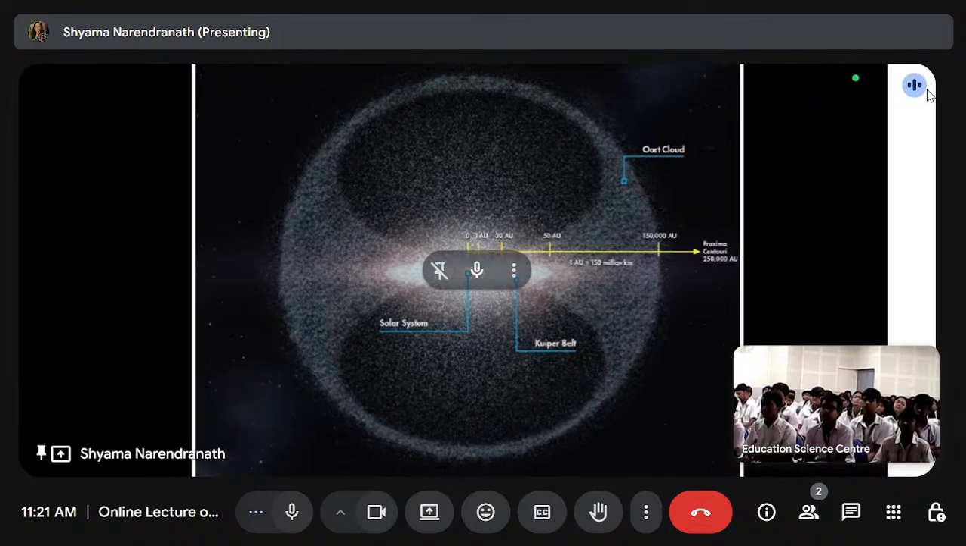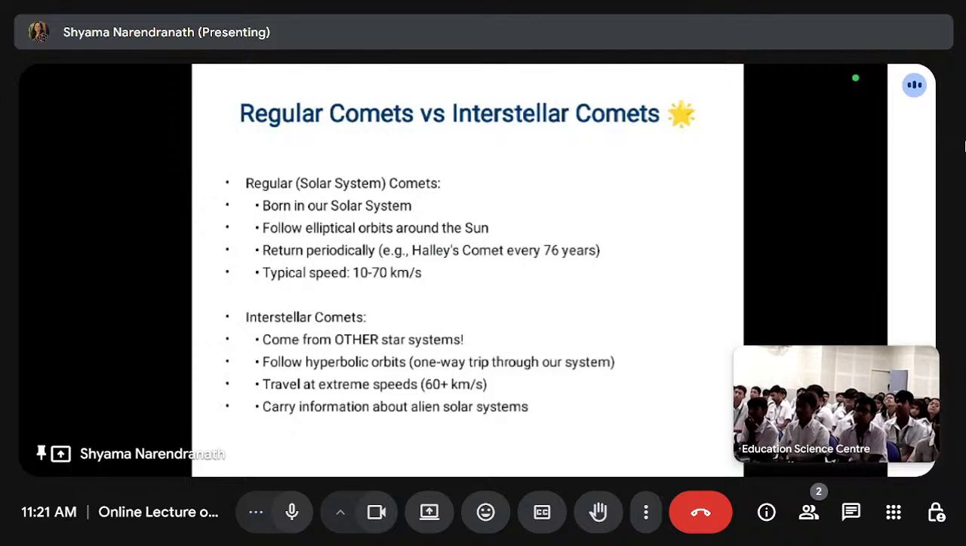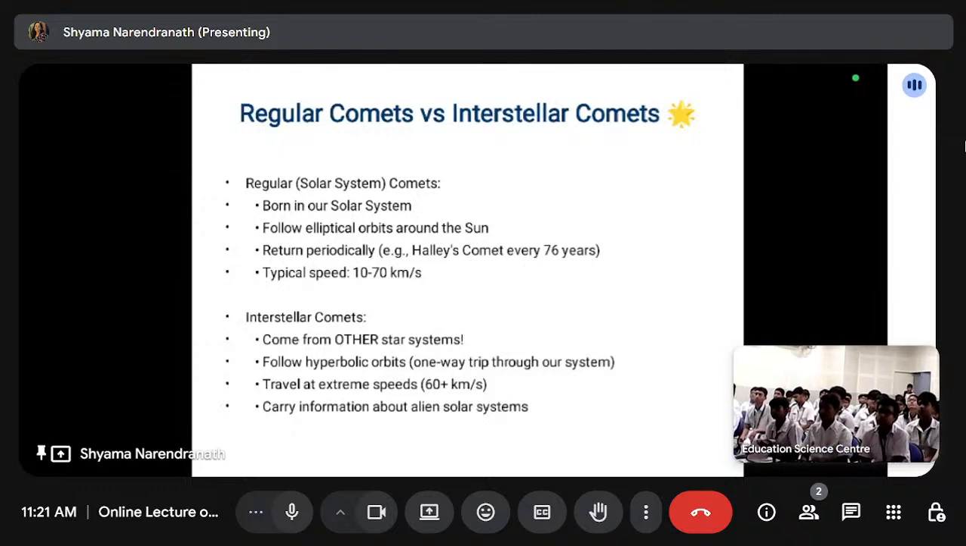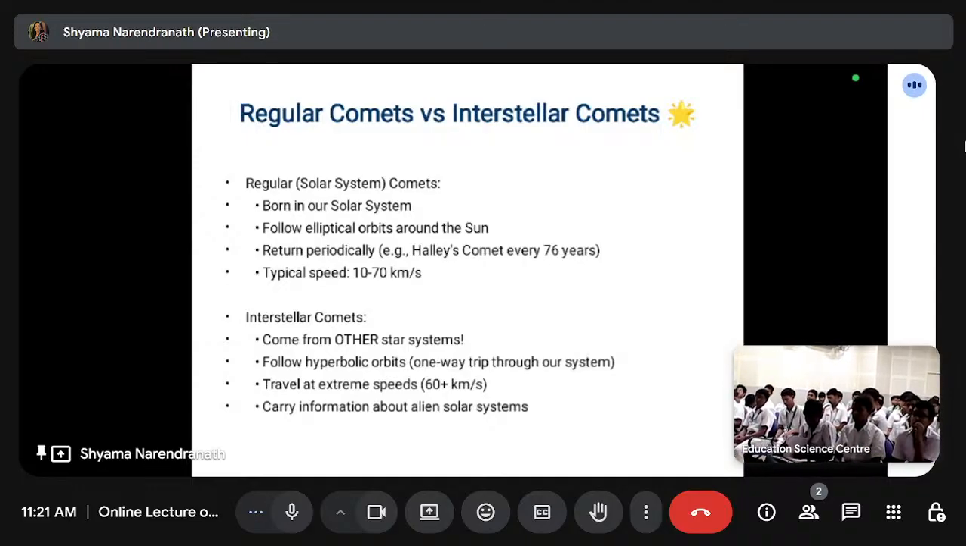So comets are very important because they can tell us not only what happens in the outer solar system, but how things on Earth changed because comets came in. There are regular comets and interstellar comets. We're getting excited about 3I Atlas, because that's an interstellar comet. Regular comets are the ones born in our solar system, in those outer regions. They follow elliptical orbits around the Sun, so they return periodically.